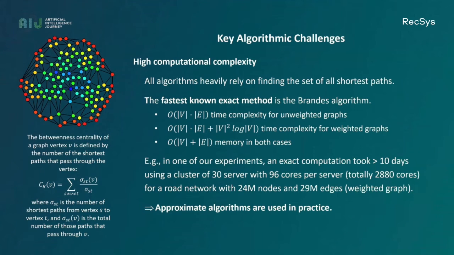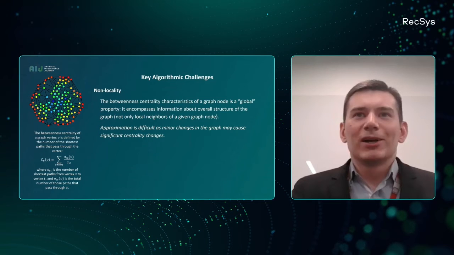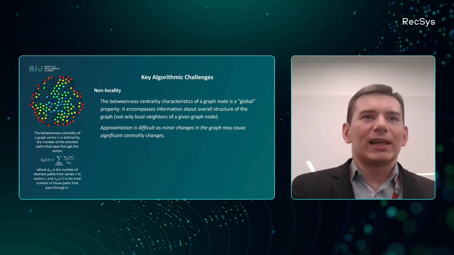And in this experiment, the exact computation to calculate betweenness centralities took us over 10 days. So in practice, we are using approximate betweenness algorithms. But what is the pitfall here?